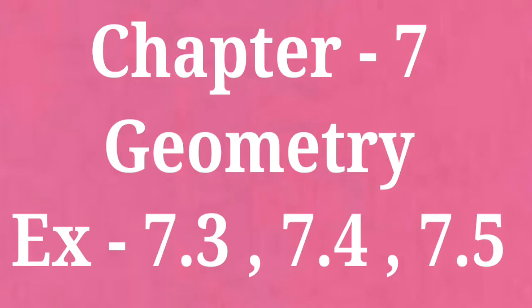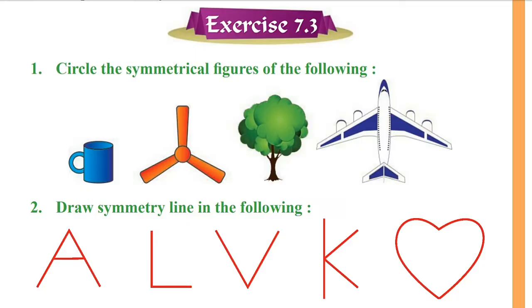So let's do subject maths of 5th class, chapter 7, geometry. So let's start exercise 7.3. Here, first part, circle the symmetrical figures of the following. Here let me tell you what you mean by symmetrical figures or symmetry, line of symmetry.